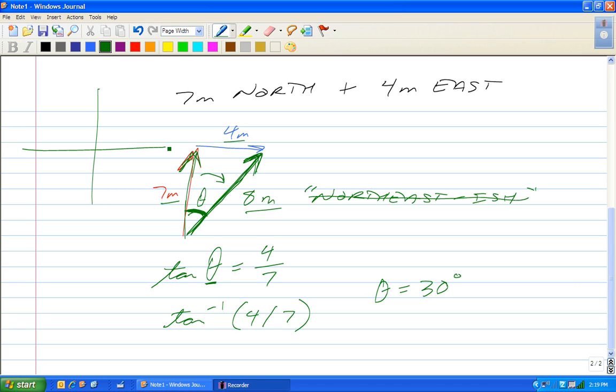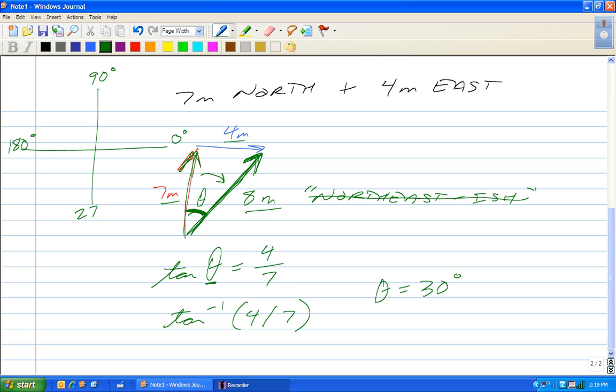Don't groan. We're going to use the unit circle. I said don't groan. All right? We're going to use degrees instead of radians.